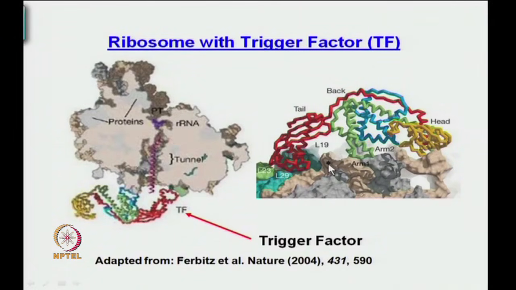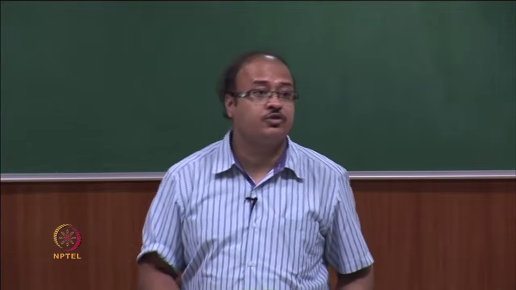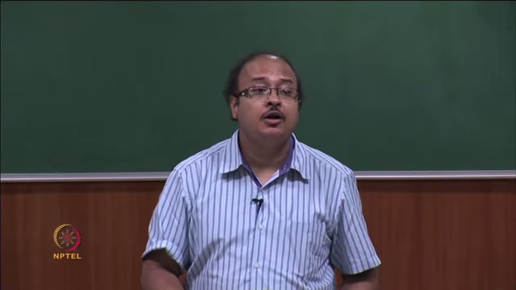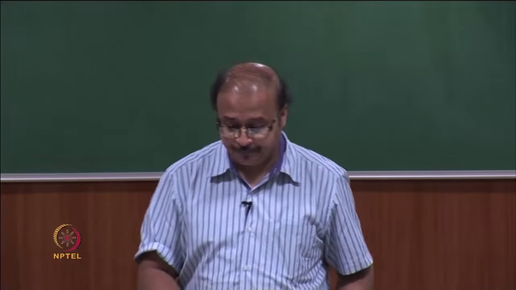You see this black star, this is your exit site, this is the point through which the protein is coming out, or the peptide chain, the nascent chain, is coming out. You can see this L23 is the place where the trigger factor docks. That means the interaction between the ribosome and the trigger factor is mediated by this L23 protein.